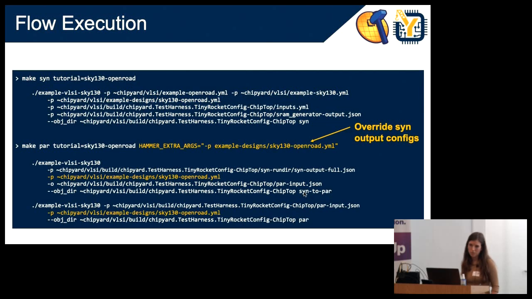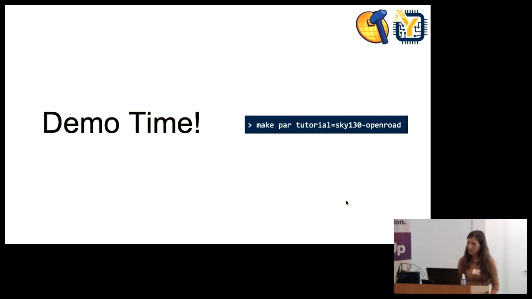If you do say you want to change a floor plan constraint, as the designer that is only affecting place and route, all you do is add this make variable and point to your modified file, and it immediately overrides whatever was coming out of synthesis before. So it doesn't force you to rerun synthesis. There are many more modifications, but for the interest of time, I'll show the demo now.